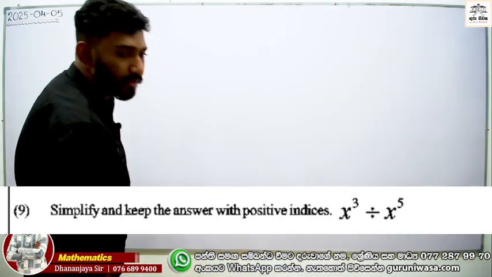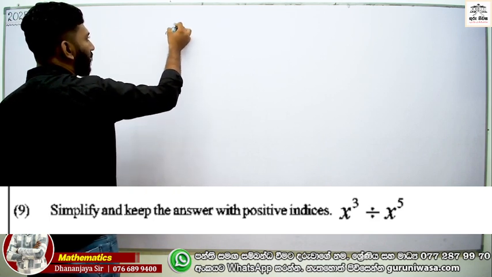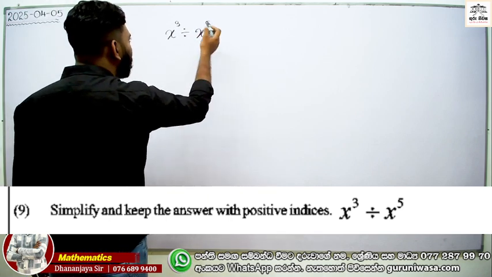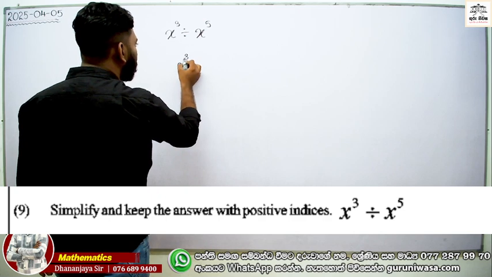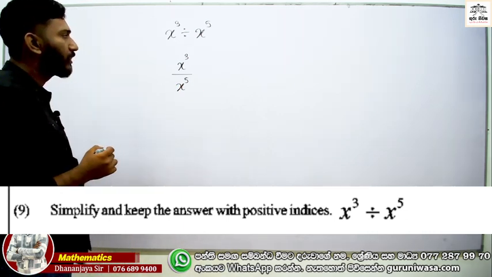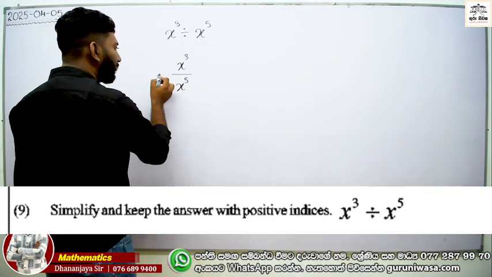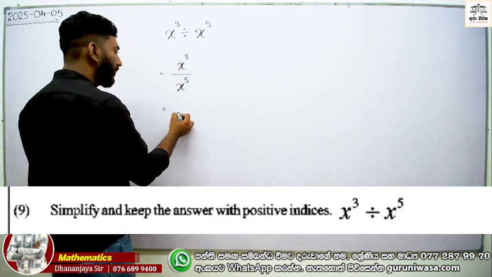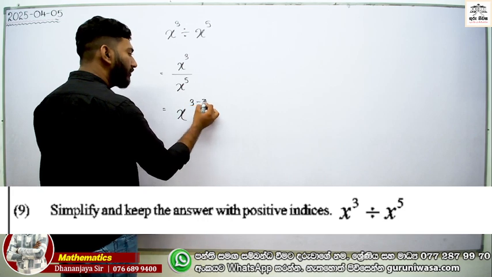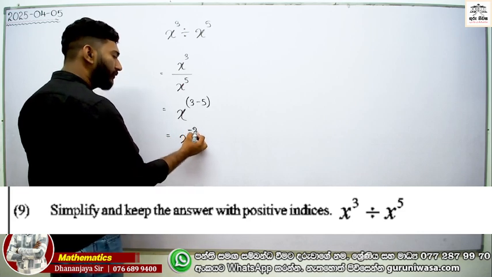Right? Now listen. x to the power of 3 divided by x to the power of 5. In these cases, what is the meaning of this? Like this, no? And you know, we have to subtract, right? We have to subtract from the numerator. Then the answer becomes x to the power of 3 minus 5. Then the answer is x to the power of minus 2.